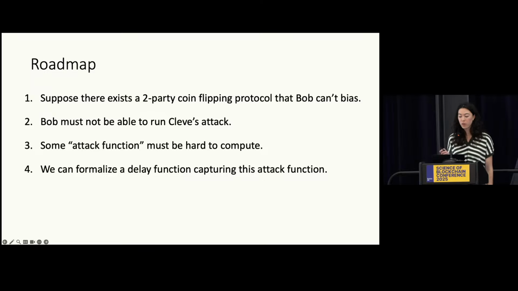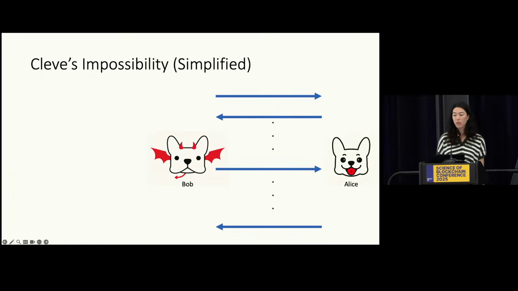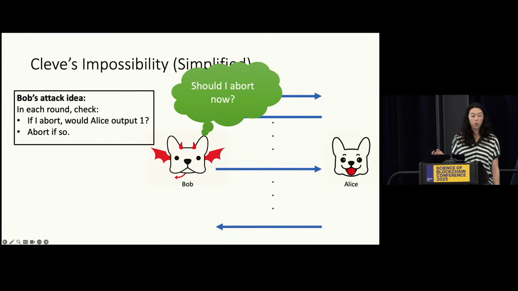Okay, so first I'll start by opening up Cleve's impossibility a little bit. The idea behind Cleve's attack is Bob wants to ask in each round whether aborting now would cause Alice to output 1. If that's the case, then Bob can abort, Alice will output 1, and he's happy.